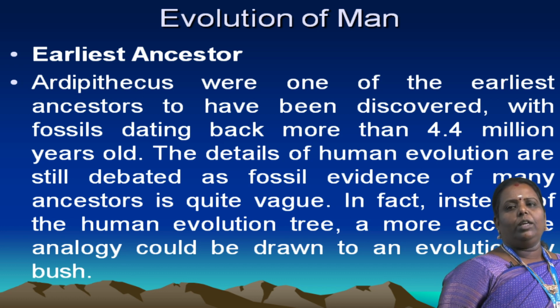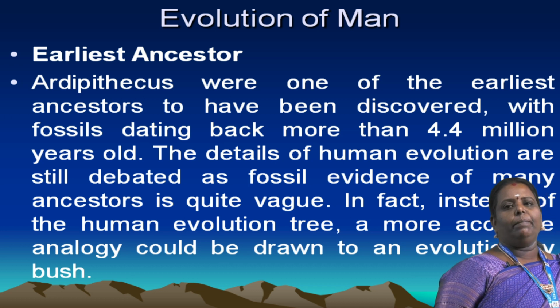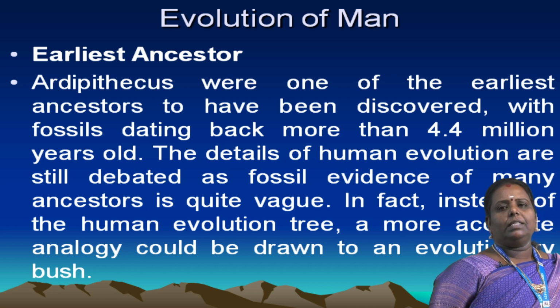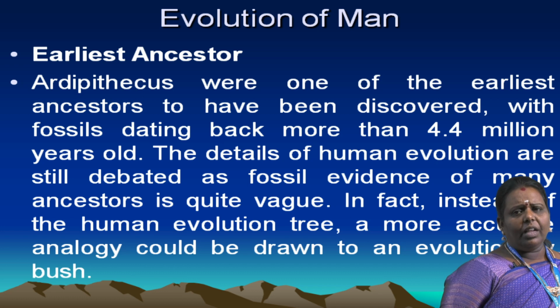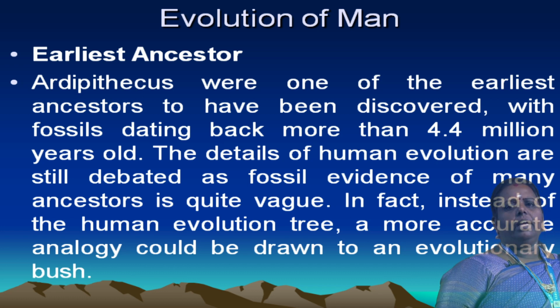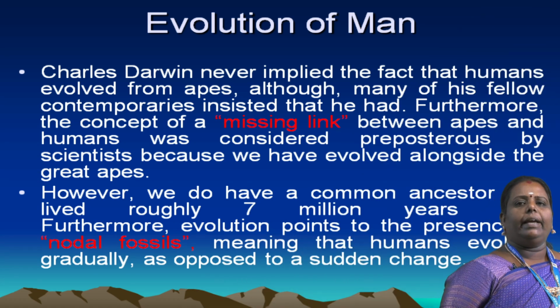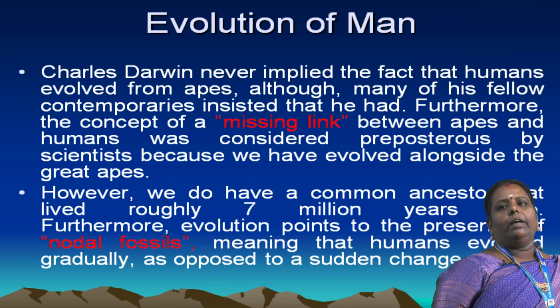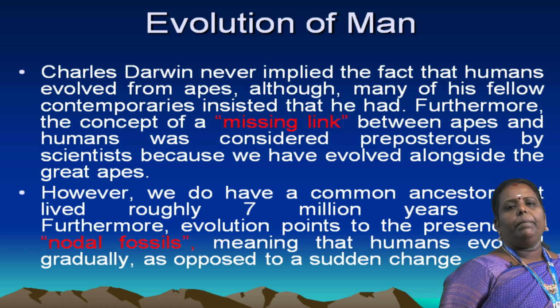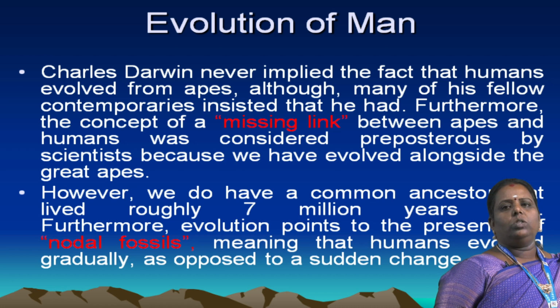The details of human evolution are still debated. The fossil evidence for many ancestors is quite vague. In fact, the human evolution tree is more accurately drawn as an evolutionary bush. Who identified these? The same scientist, Charles Darwin. The fact is that humans evolved from the apes, although much controversy also occurs.